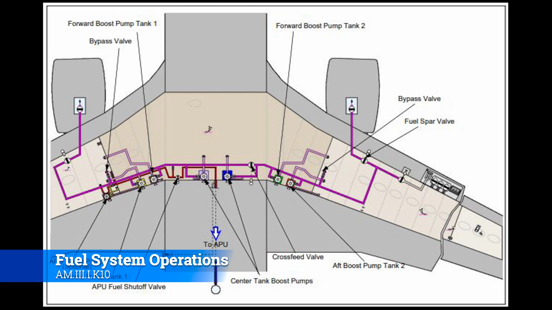You have to enable the fuel by opening up those fuel spar valves, let it flow through there, and then behind that is a litany of different boost pumps and shutoff valves and crossfeed valves that will allow fuel to go from one way to the other way as needed. So that way you could have an engine out, like engine two goes out, but you still have a full bag of gas to get where you're going.